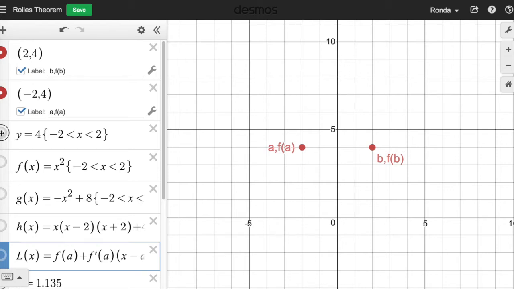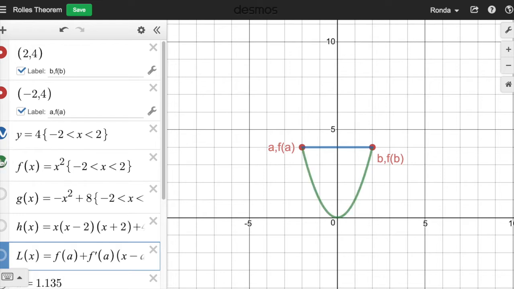Now the most trivial case is where it actually is a horizontal line. This is the line y equals 4, and if I take the derivative of y equals 4, my y prime is equal to 0 all the time. So in this case, it's true all the time. Everywhere between A and B will take on these horizontal values.